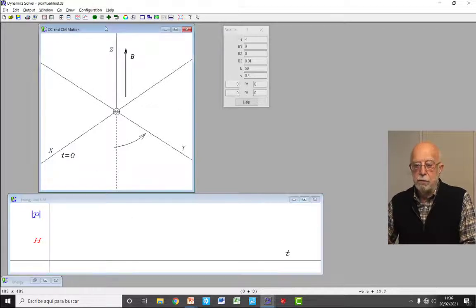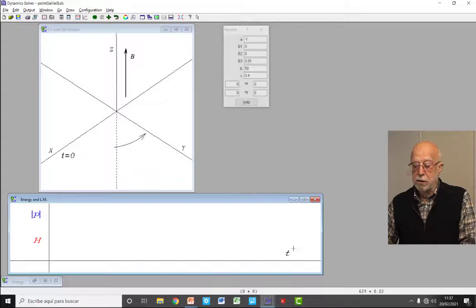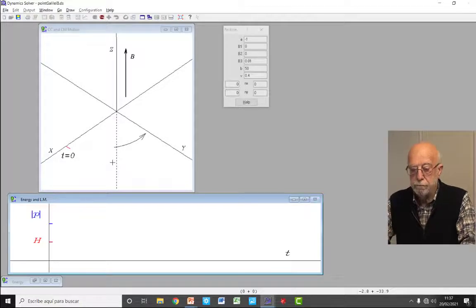In this screen, we have the center of mass motion. This is the external uniform magnetic field along z-axis. We shall send the particle along the y-axis. In this lower part, I represent the time variation of the energy and linear momentum when the particle is moving. So the motion, what we see is this.